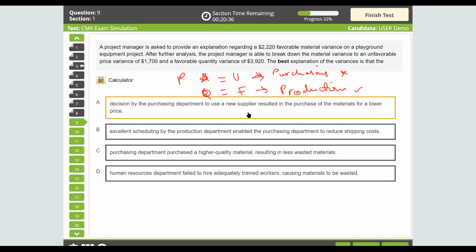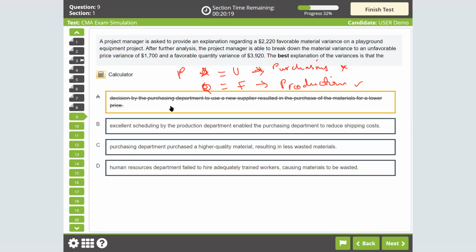Decision by purchasing department to use a new supplier resulted in the purchase of the material for a lower price. All right. If we purchase the materials at a lower price, we wouldn't have had unfavorable. That means we spent less than we planned, so that would be favorable. So A is not the correct answer.